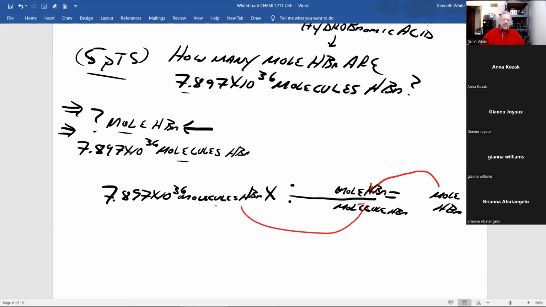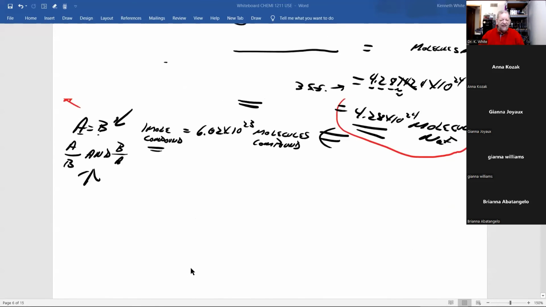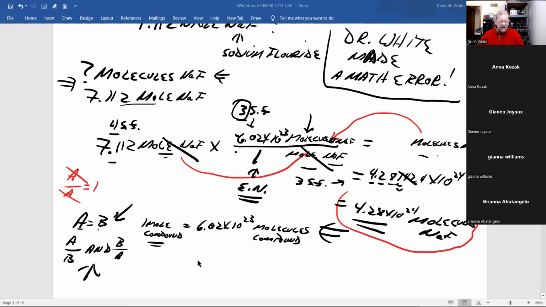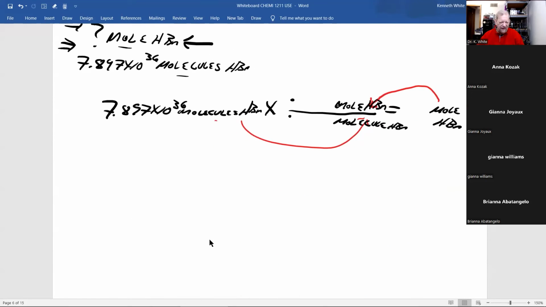And where do we find a relationship between moles of a compound and molecules of a compound? You look at important information, test number 1. 1 mole of a compound equals Avogadro's number, 6.02 times 10 to the 23rd molecules of that compound. And now, since you know this, I'll rewrite it.